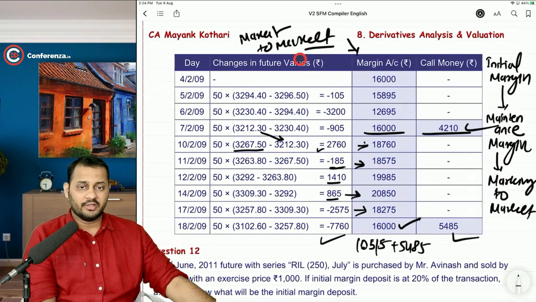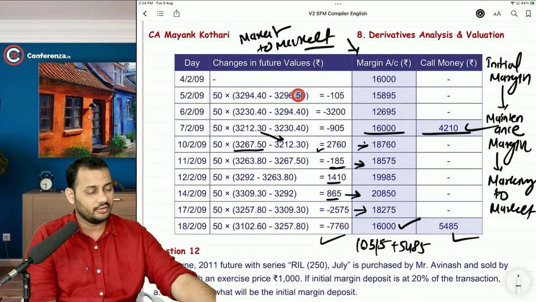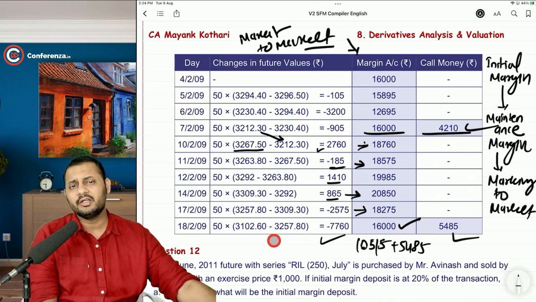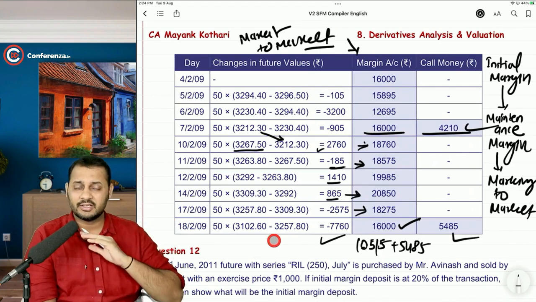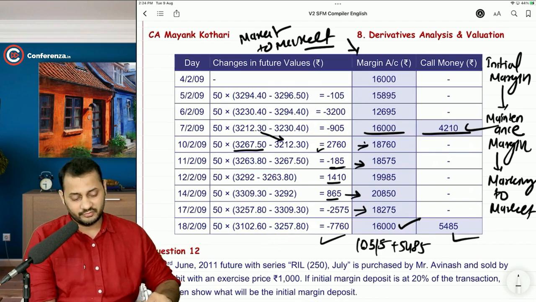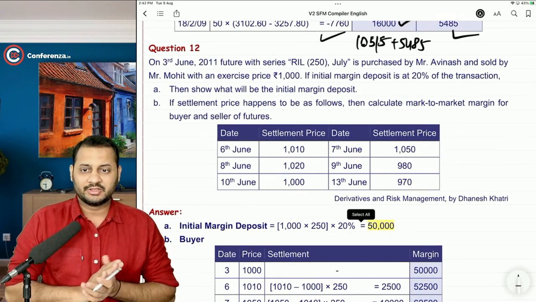Obviously, whenever you sell it, whenever you close the position, from the next day you will not get any marking to market process. But you can continue this process till the time of expiry. At the expiry, the transaction will get automatically closed. So this is what the question was. Now let's focus on question number 12. Now let's have a look at this question.